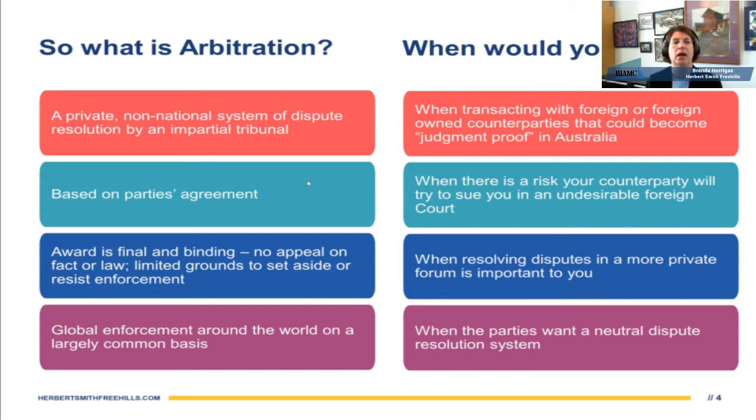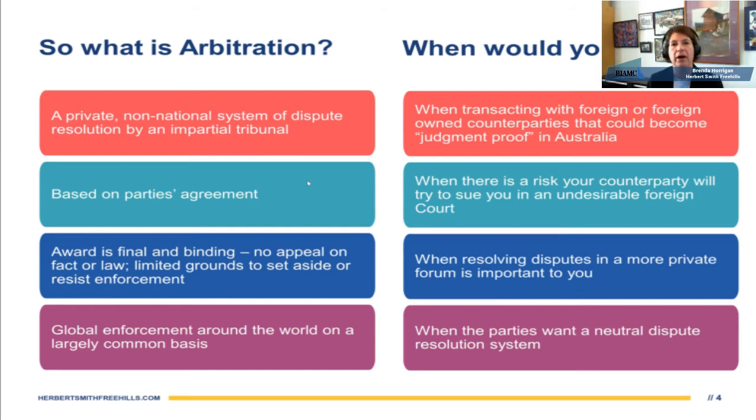If you don't have an agreement to arbitrate, then you default back to local court jurisdiction. The award is final and binding, so it is an enforceable decision. As a general rule, there is no appeal on fact or law. There are limited exceptions to that under the laws of certain seats that often can be excluded by agreement. But as a general rule, there's no appeal on fact or law, and there are limited grounds to set aside or resist enforcement of the award. Those we'll come on to in a little bit when we get into the New York Convention.